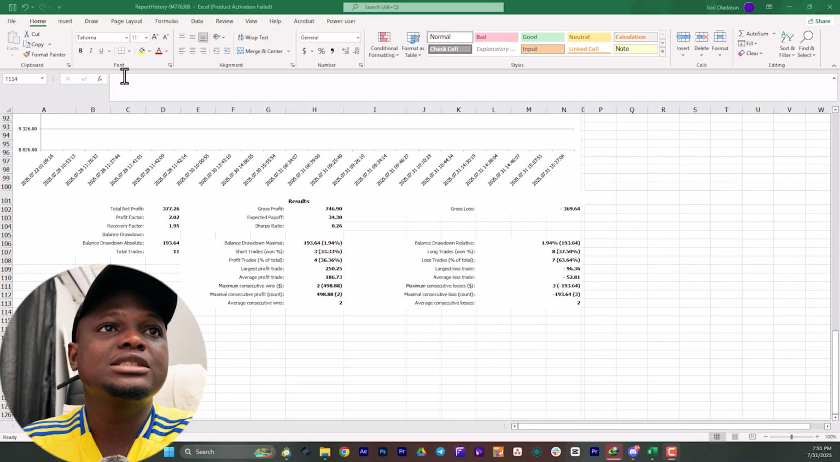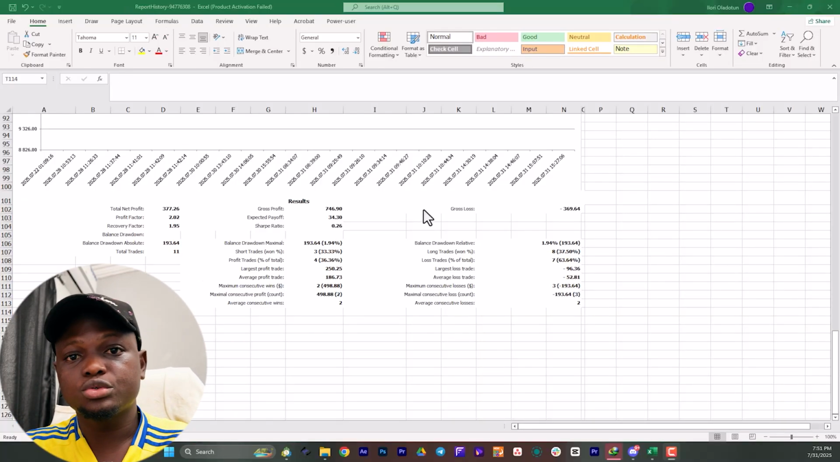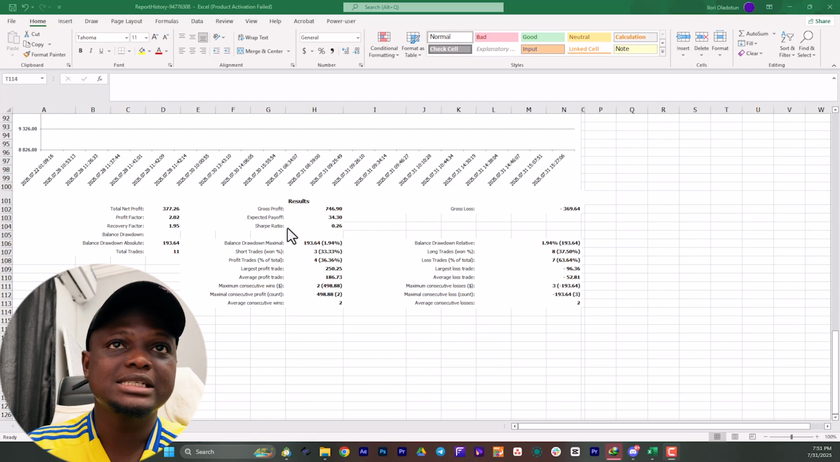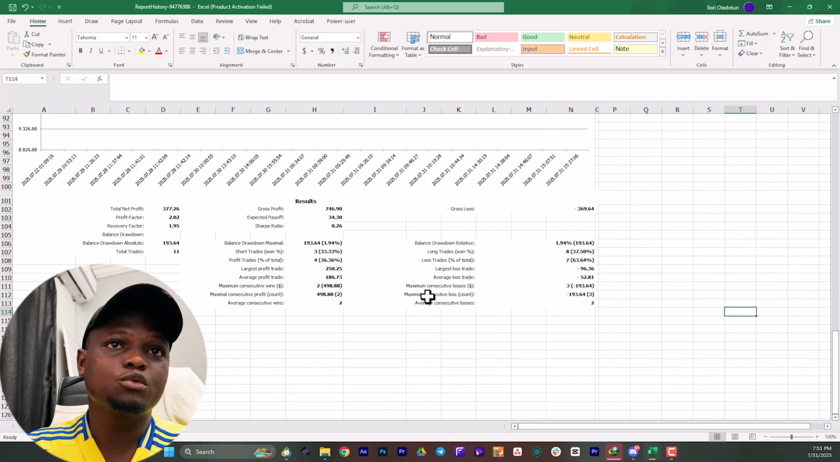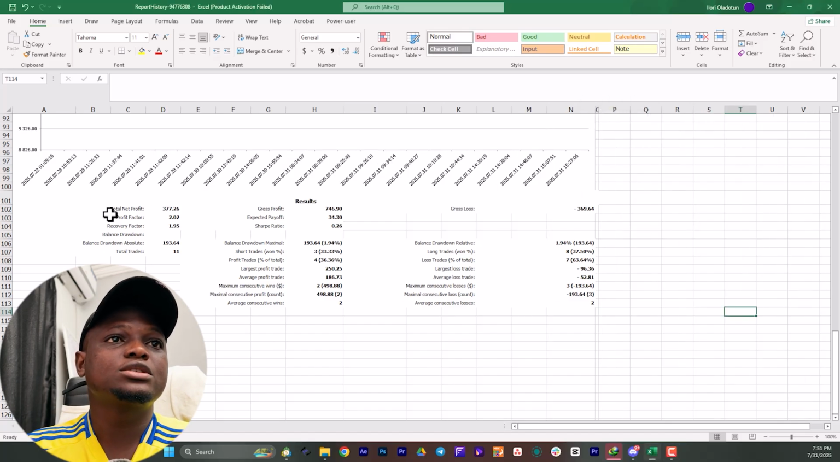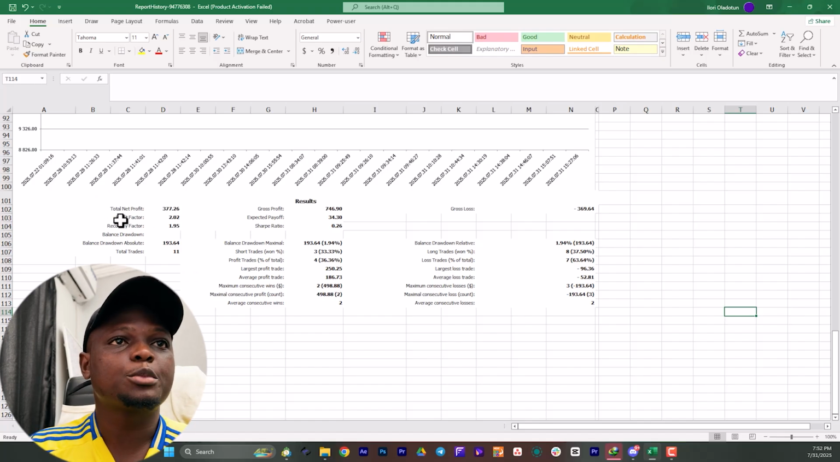As you can see right here, this is a report sheet of the account. I'm still going to show you guys the account, but I just want to show you this rundown of the report sheet so that you can see what I have currently and why I have what I have currently. So the total net profit is $377, and I have a profit factor of 2.02, a recovery factor of 1.95, balance drawdown none, balance drawdown absolute 193, and total trades is 11.